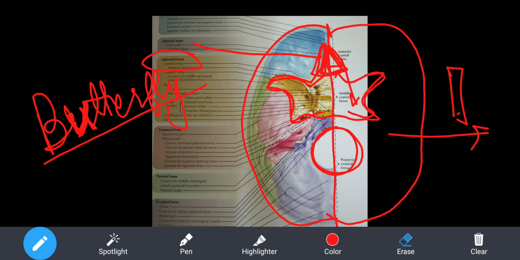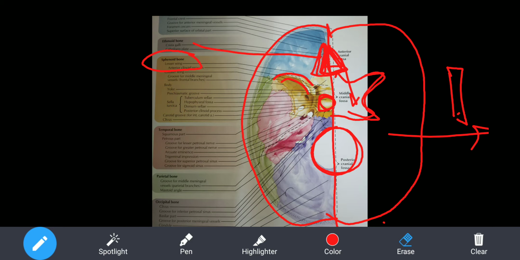Here, I will show you. See, last time we had made a mistake. This time I will not. See, this is the greater wing. And because this is a 2D view, down here, this is the lesser wing. This is the lesser wing, and this is the body of the sphenoid. Now, can you see there is a fossa here? There is a fossa here. Now, I will go into the details.